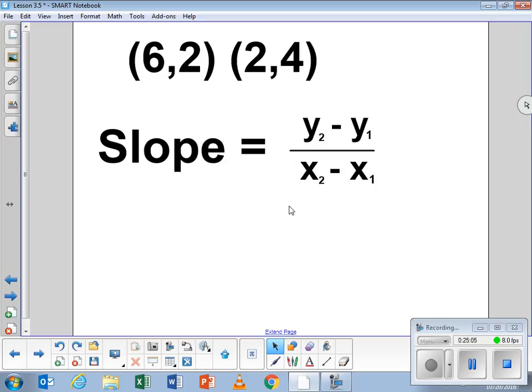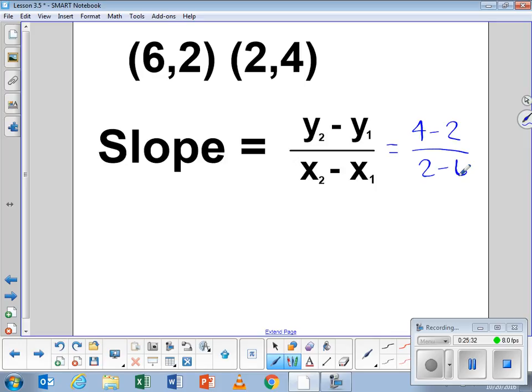So if I want to find the slope of these 2 points, you plug them in. So it would be 4 minus 2, then 2 minus 6. 4 minus 2, and on the bottom, 2 minus 6. Did you get 2 over negative 4? Paul, thank you for your help.